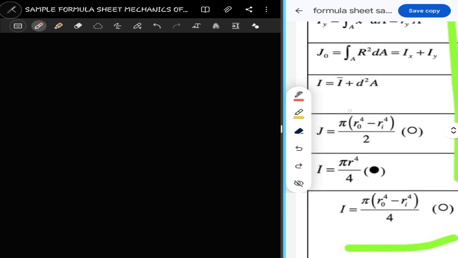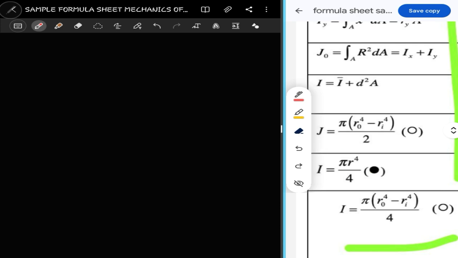The next one that we have here is the second moment of inertia for bending, which is this one right here. And the black circle inside is telling us that we use this formula when the sample is a rod, a shaft, or a cylindrical shaft, something like that. It's a solid one, meaning the inside is filled. There's no hole, there's no hollow. That's what it means.